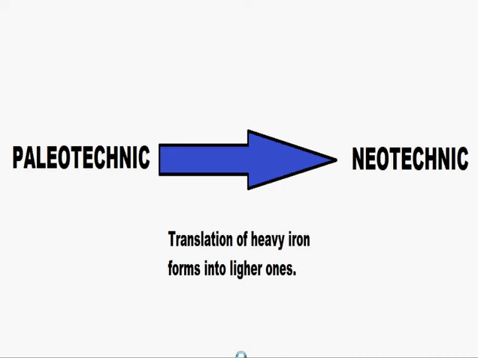And here we're going to see the translation of heavy iron forms into lighter ones. We're going to see the translation of heavy iron bridges into lighter, more streamlined steel bridges. We're going to see the use of aluminum as a building material. Through each of these translations, there's an increasing focus on careful and more accurate design.